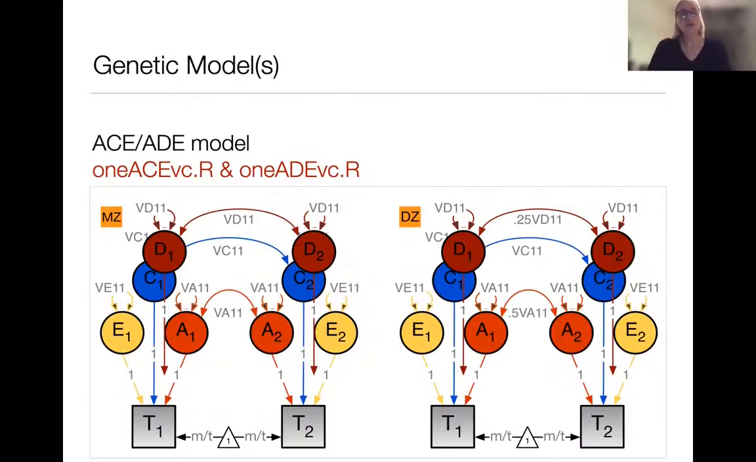Now, as you'll see in the next few slides, we don't have enough information to estimate all 4 sources of variance simultaneously, not with just data from monozygotic and dizygotic twins reared together. So we'll have to make a choice, and we'll pick either a model that includes common environment, the ACE model, or a model that includes dominant genetic factors, the ADE model, and we'll fit them alternatively. And I'll explain in a minute why we can't fit them at the same time.